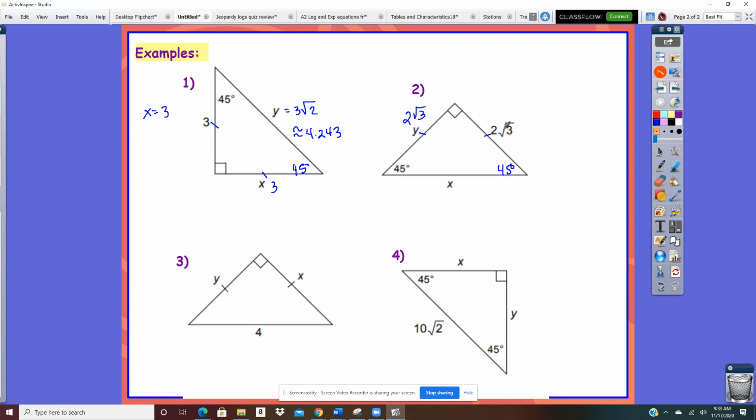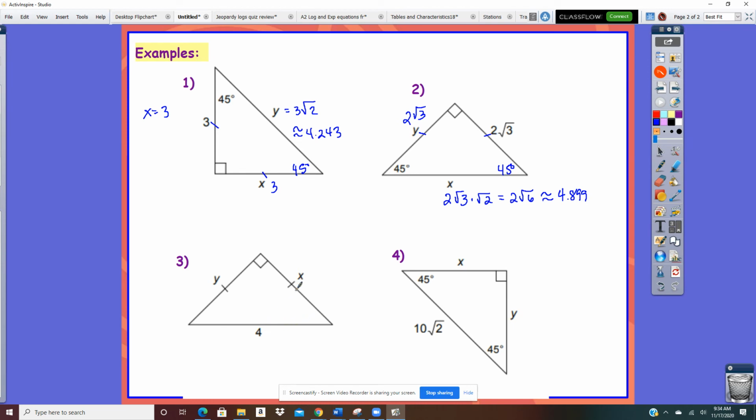Okay, so I'm going again from leg to hypotenuse. I'm getting bigger, so I'm going to take 2 square root of 3, and I'm going to multiply it by the square root of 2. Okay, again, you're getting bigger, so you multiply. So that simplifies to 2 square root of 6. Okay, and that is your answer as an exact answer. If you want your approximation, you're going to put that in your calculator, and 2 square root of 6 is approximately 4.899.